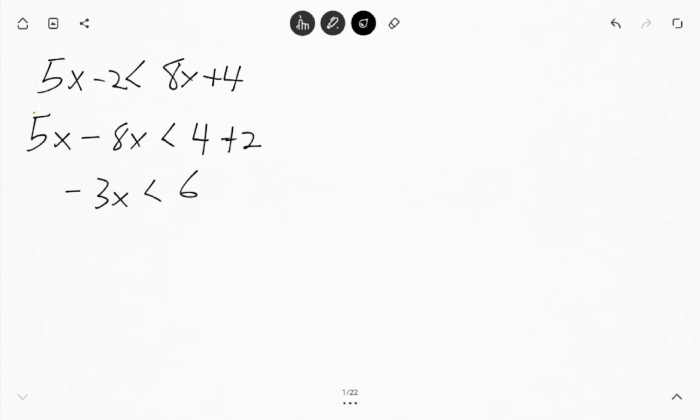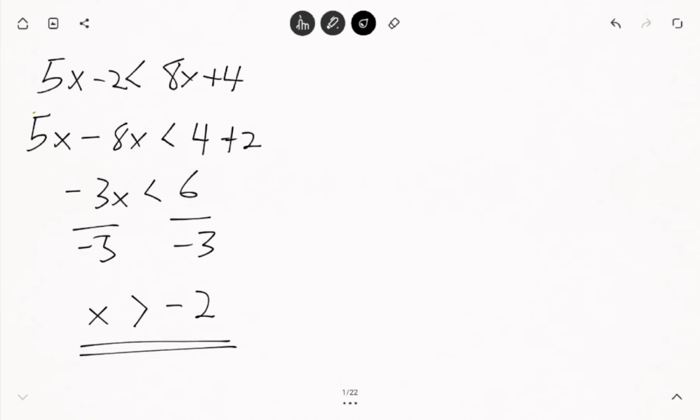Now from here, we divide both sides by negative 3, the coefficient of x, in order for us to just have the variable x standing alone. Now in solving inequalities, when you divide by a negative number, the orientation of the sign changes. So over here we have a less than, but because we divided by negative 3, we're going to have a greater than sign over here, and then 6 divided by negative 3 will give us negative 2. So this becomes our answer for the first example.